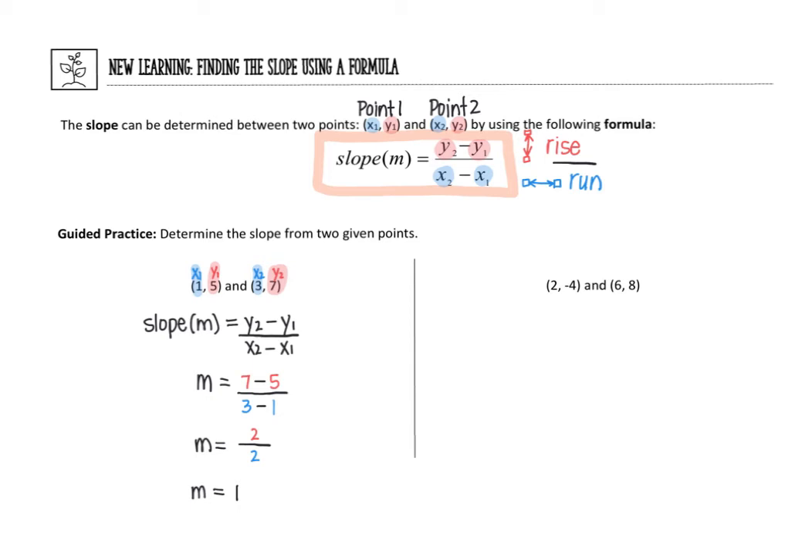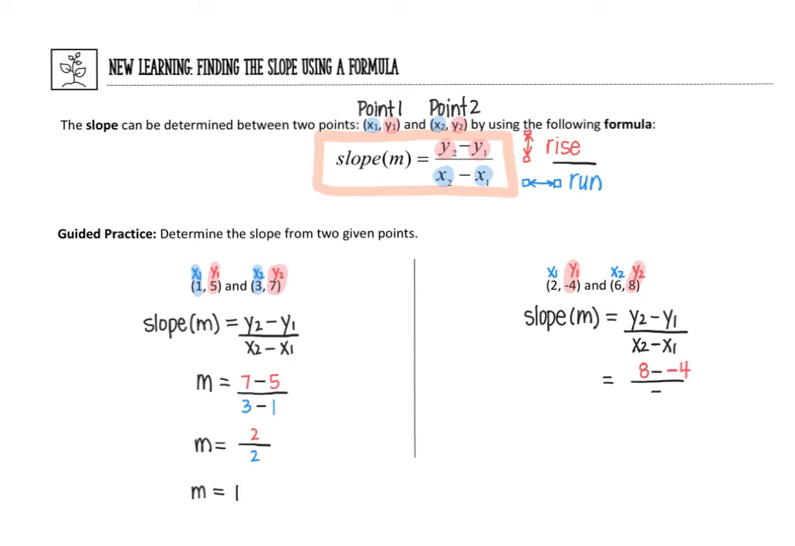In our second example, once again, we'll write out the formula y2 minus y1 over x2 minus x1 for the m value or the slope. And again, we'll label our points. So the first point will be x1, y1, and the second point will be x2, y2. As we sub those values into our formula, we'll have 8 going in for y2, and from that we'll subtract our y1 value, which is negative 4.